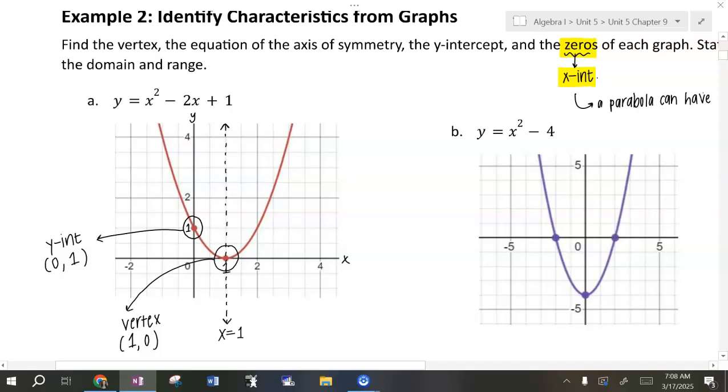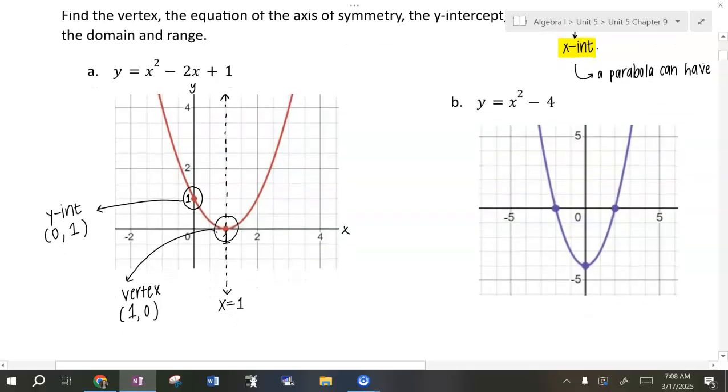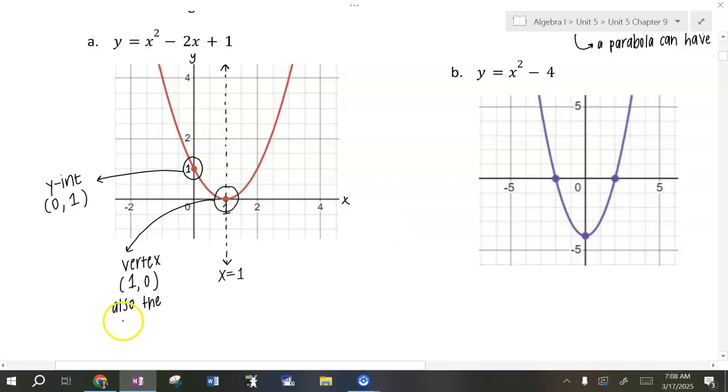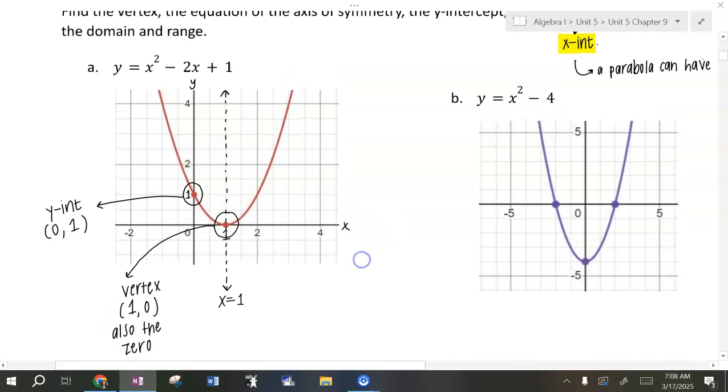Next, what are the zeros of this graph, or in other words, the x-intercept? This parabola only has one x-intercept. It happens to be the vertex. So this one is also the 0 is 1, 0. The 0 or the x-intercept will always have a 0 for the y value.